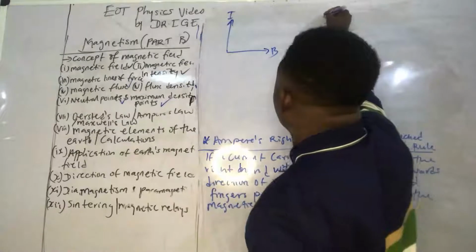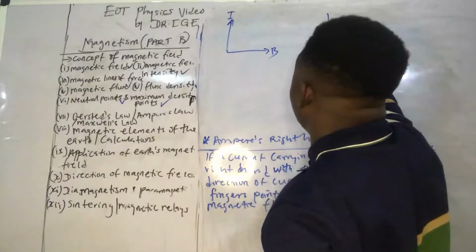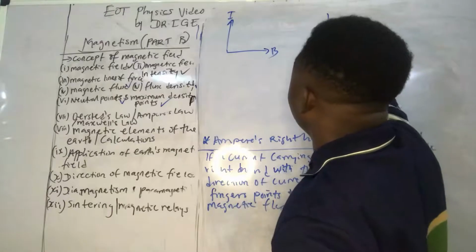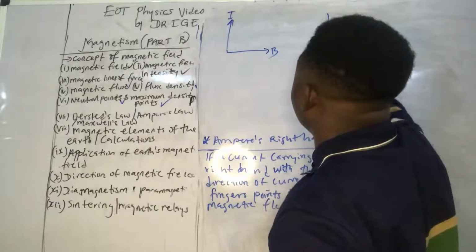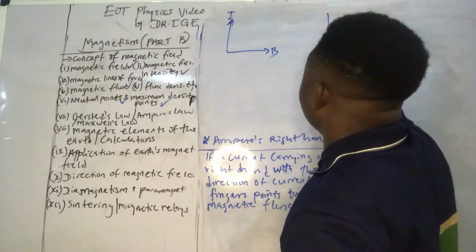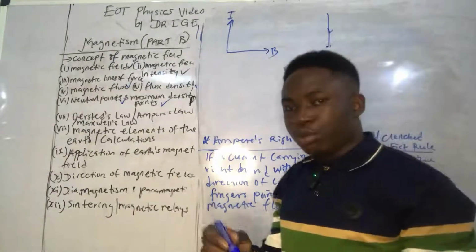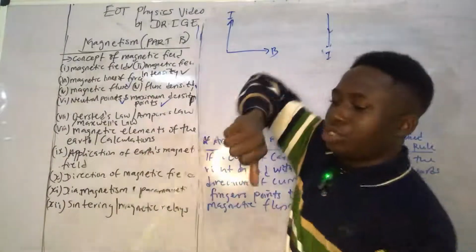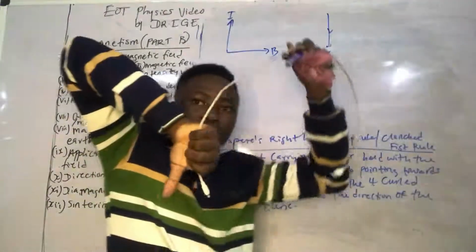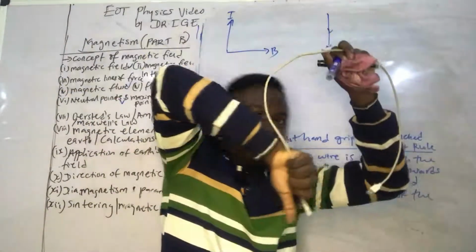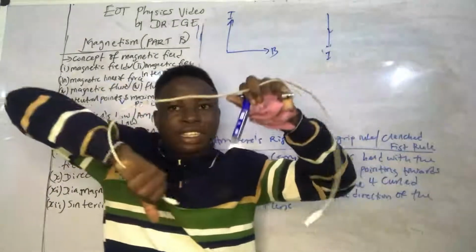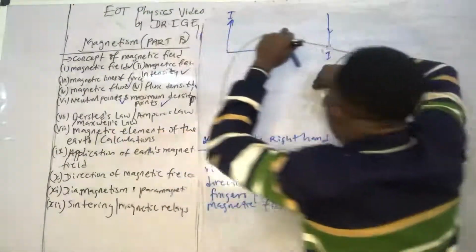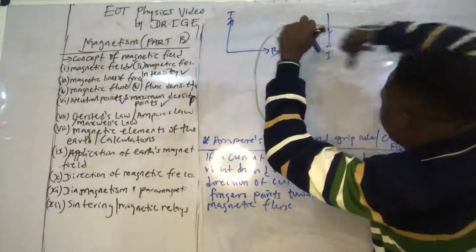So also, if we have the current pointing downwards, which direction will we have the magnetic flux? Let me turn for you to see now. It means if the current is pointing downwards, the magnetic flux is towards my right hand side. Let me just fix the board and see how to do it. So the magnetic flux is towards this way.